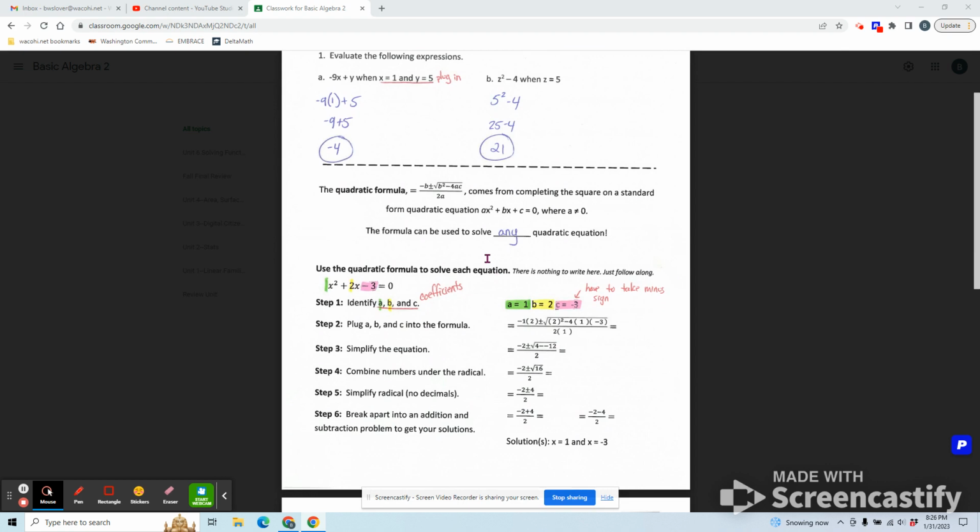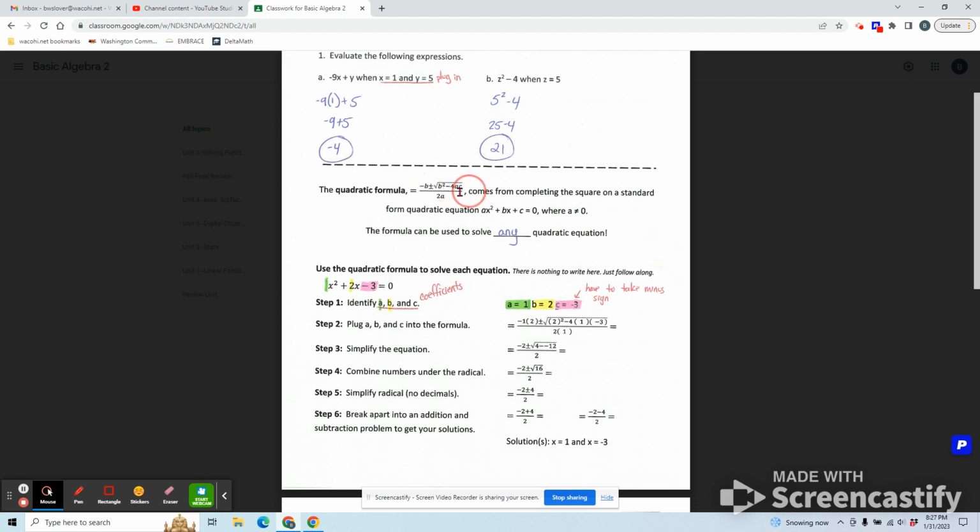So the quadratic formula comes from completing the square on a standard form equation where a is not 0. The formula can be used for any quadratic equation. So a quadratic equation, remember, looks just like this. We may not have seen this a whole lot, but it's saying that it has the same letter and a power of 2 and then a power of 1 and then just a constant. So that's what we're going to be looking for in purposes of this class.